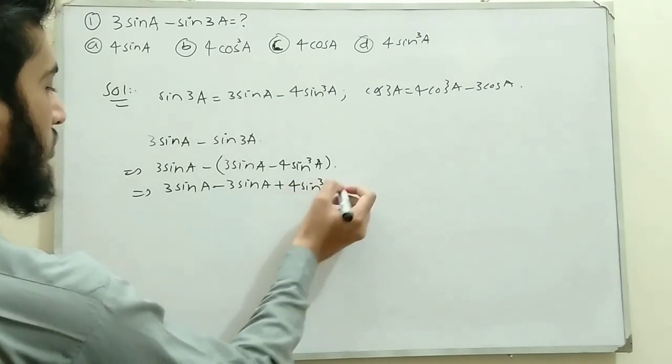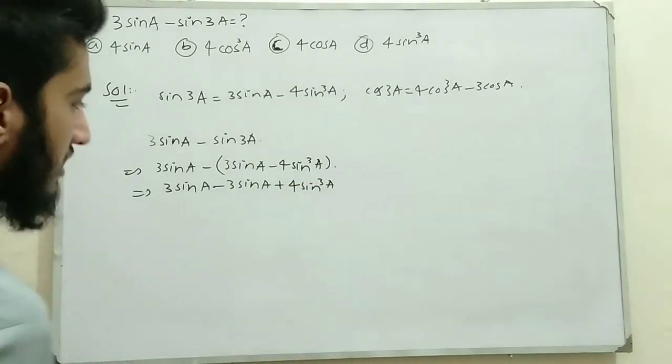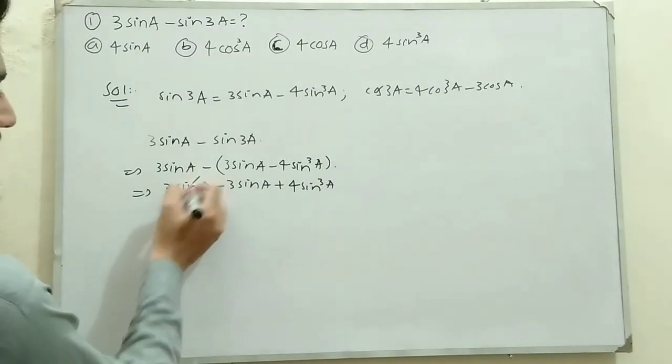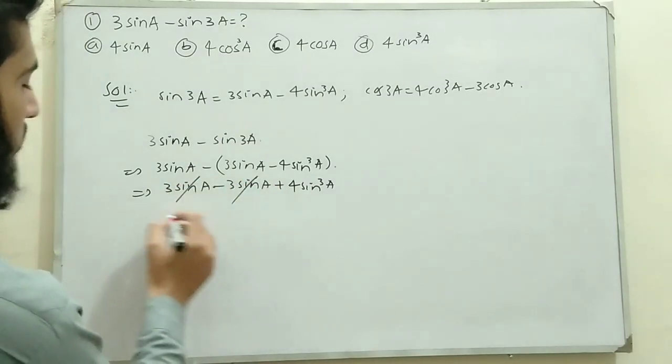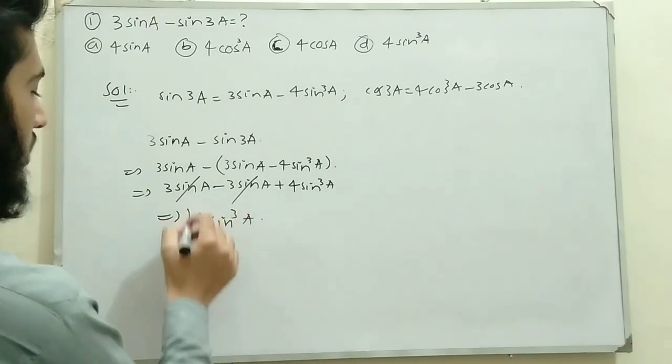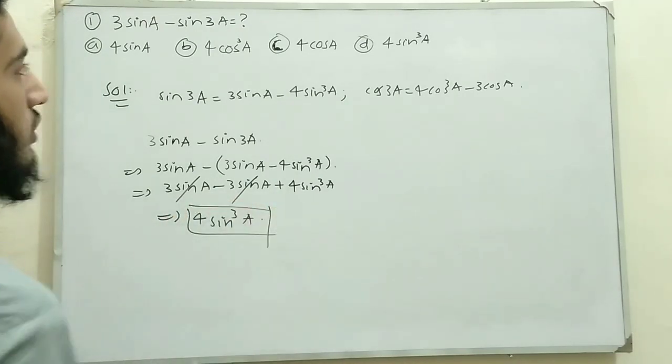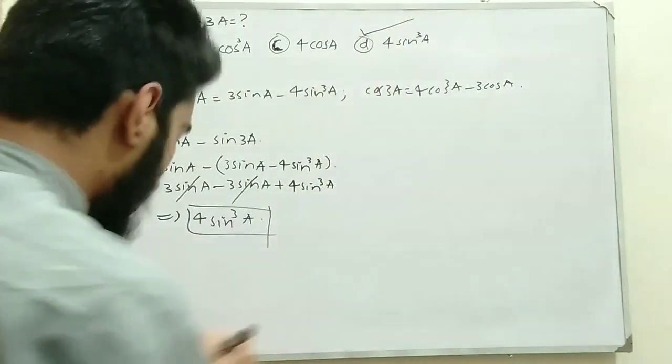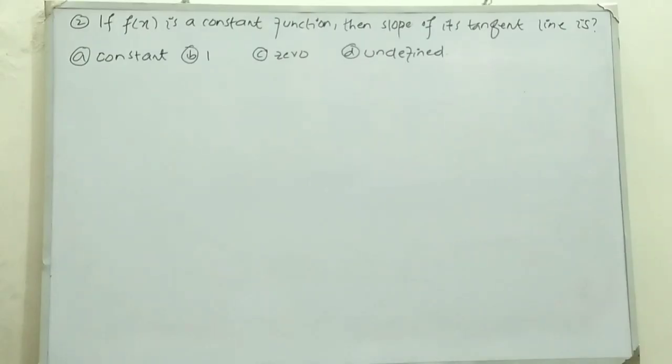The 3 sin A and minus 3 sin A are additive inverses of each other, so they cancel out. We are just left with 4 sin cube A. So our required result is 4 sin cube A, and the correct option is option D. Now move toward MCQ number 2.